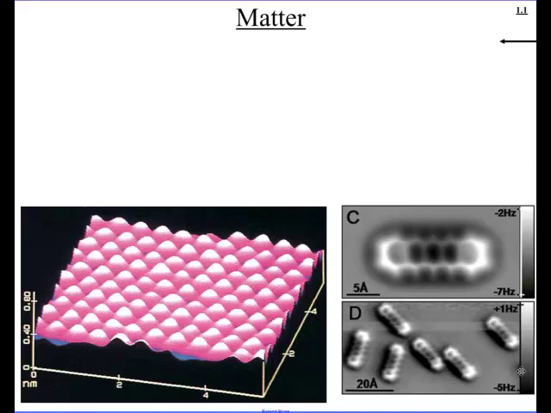Now, if you look up in the corner, if you're ever wondering what's going on, you can see right here the 1.1. That tells you what chapter and what section. So this is section 1.1.